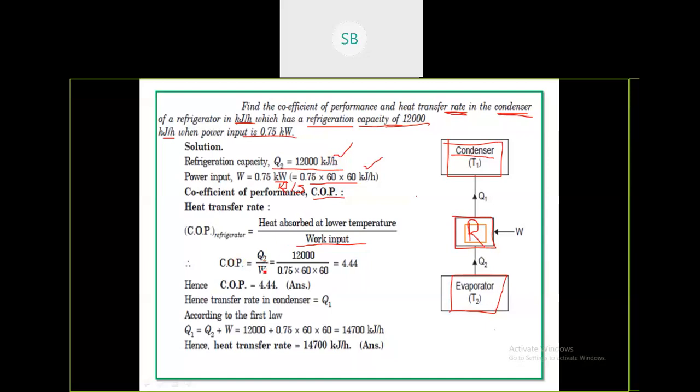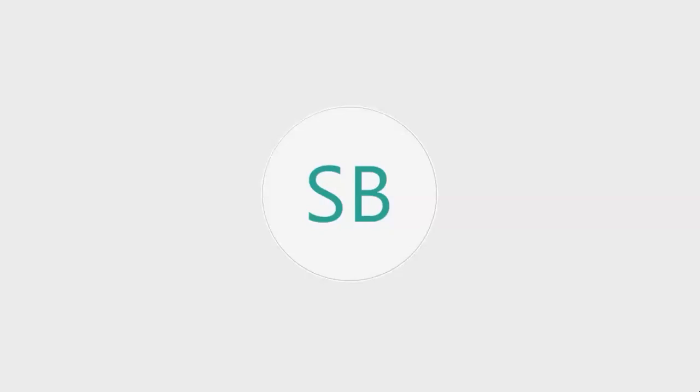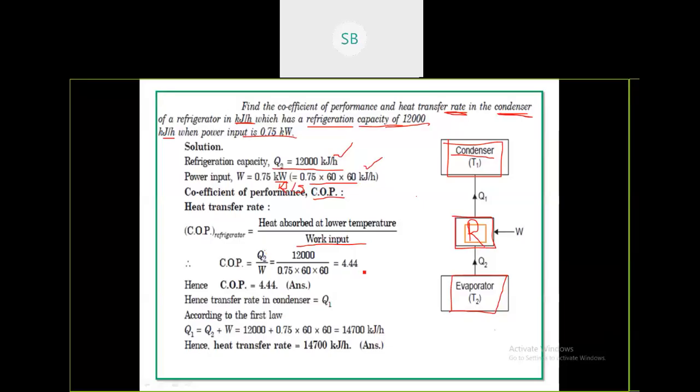Now we calculate the COP, which is Q2 upon W, where the desired effect is Q2. This is resolved and calculated as 4.44. This is the COP of the refrigerator, which is the answer. The first part is completed.